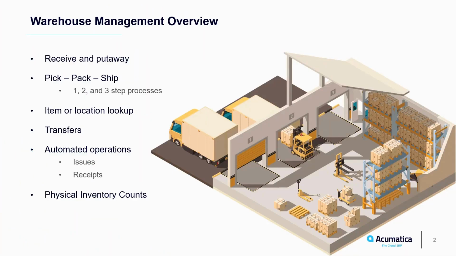Acumatica offers basic warehouse management functionality with barcode scanning. Mobile devices interact with ERP data in real time without intermediate servers. In this video, we review automated receiving and shipping processes.